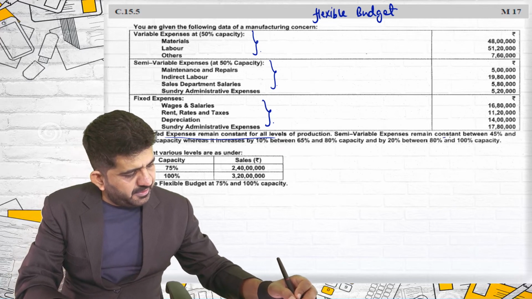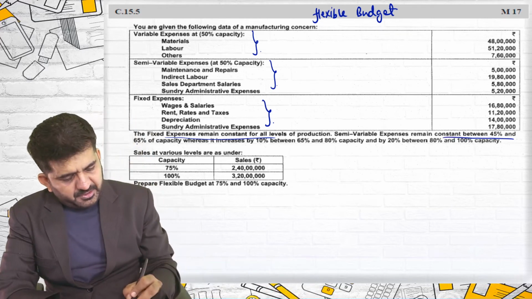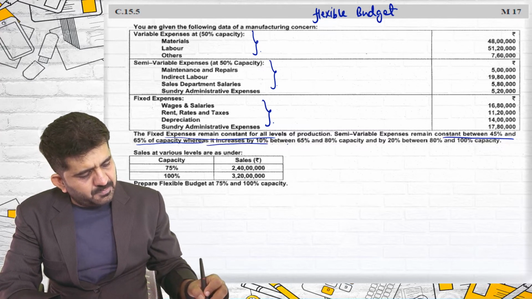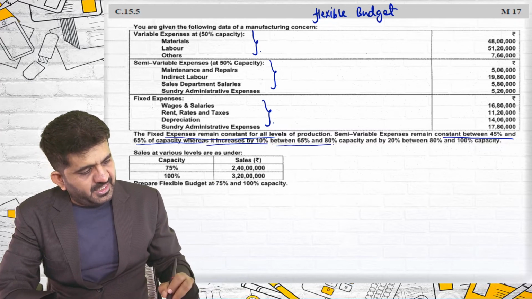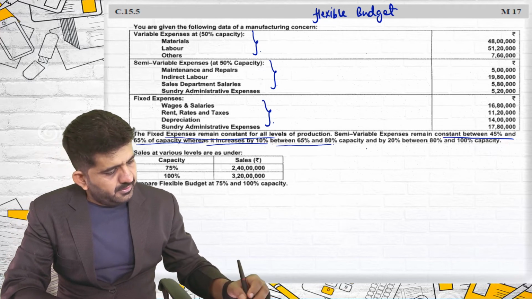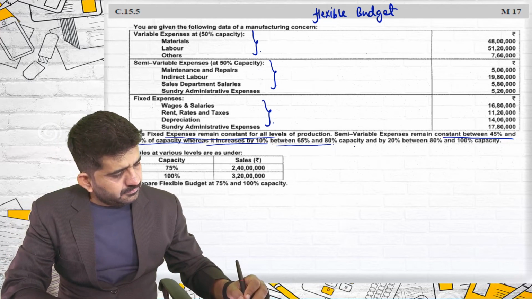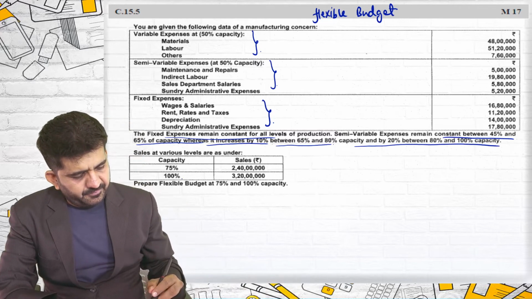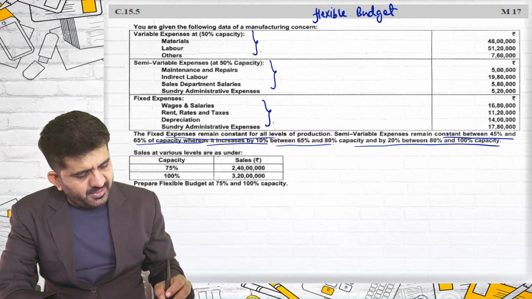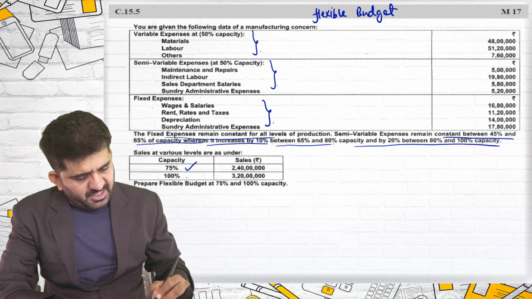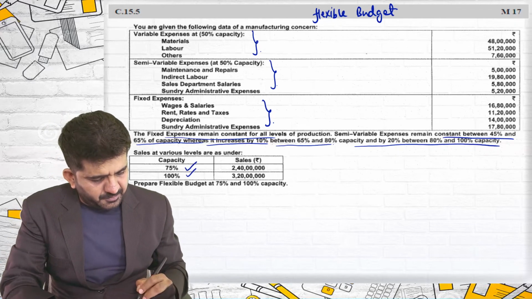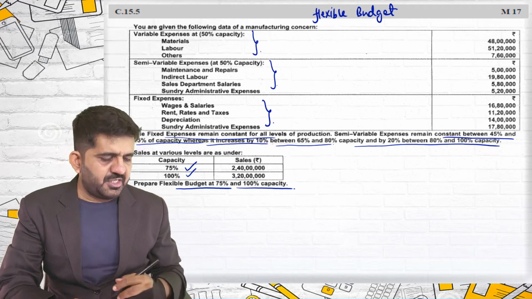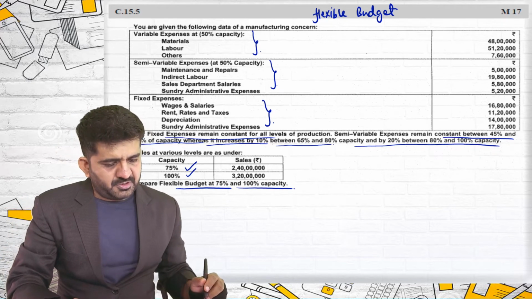Semi-variable expense remained constant between 45% and 65% of capacity, where it increases by 10% between 65 and 80% of capacity, and by 20% between 80% and 100% of capacity. Sales at various levels are as under: at 75% capacity and at 100% capacity. Prepare flexible budget at 75% capacity and 100% capacity.